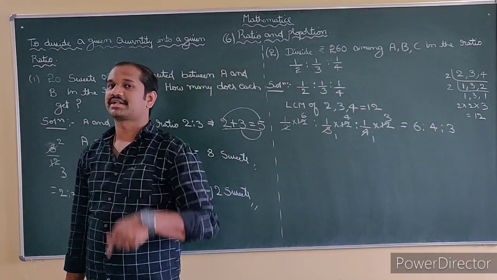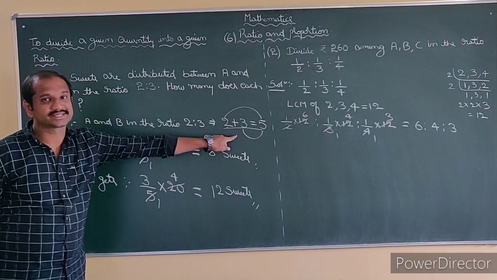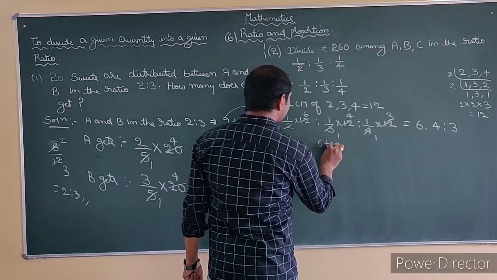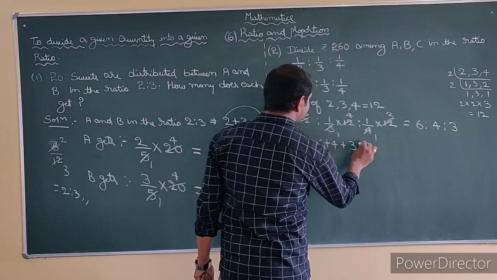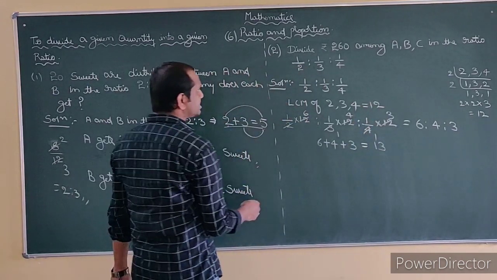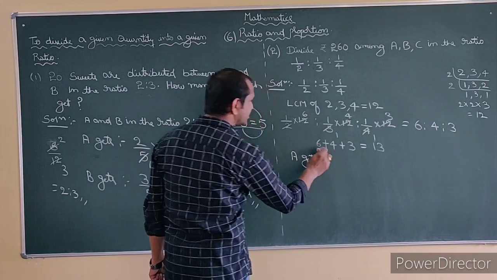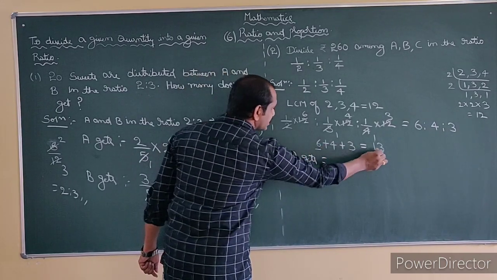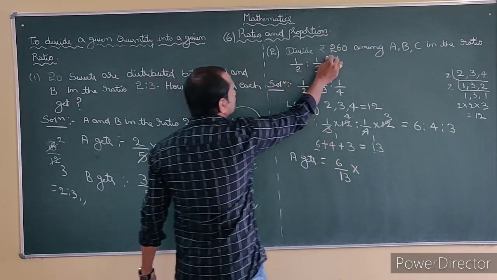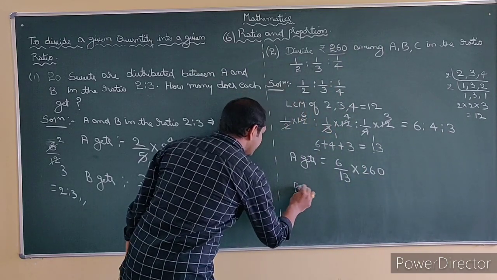Now we have got the whole number ratio. Now you can add like this. Understand? Always we should have a whole number ratio. Now we have 6 plus 4 plus 3 gives you how much? 13. Now how much A gets? A gets, see, 6 by 13 into what is the total amount? We have 260.